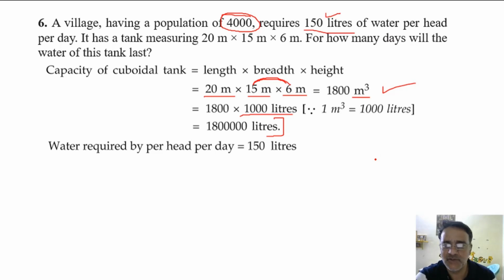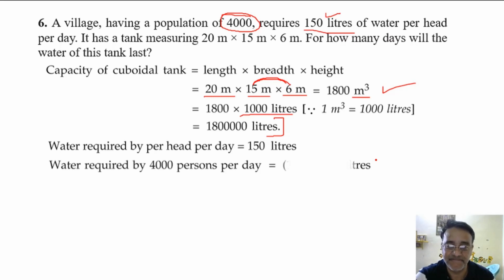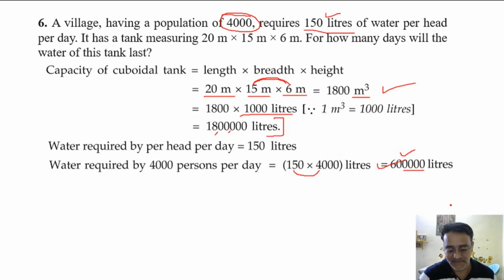Okay, so 4,000 people are there, so 4,000 into 150. So how much are we getting? 15 into 4 is 60, after that put 40 after it, right? 6 lakh liters, and here 18 lakhs came. So the tank is of 18 lakhs and the volume required for one day is 6 lakhs. How many days? 3 days.